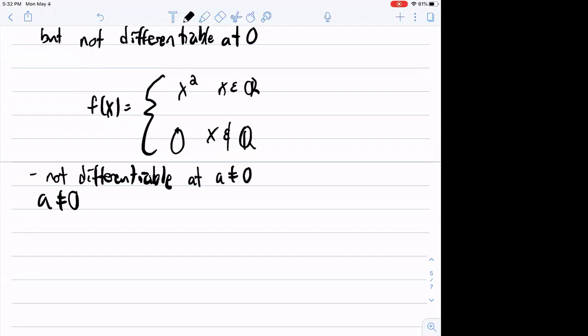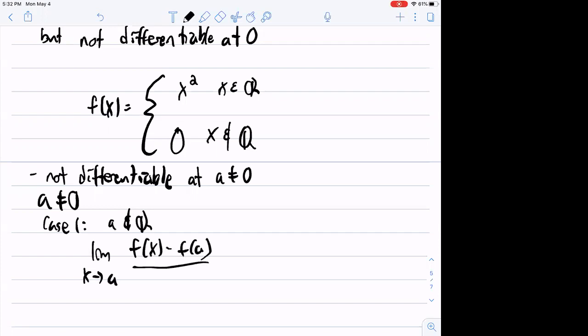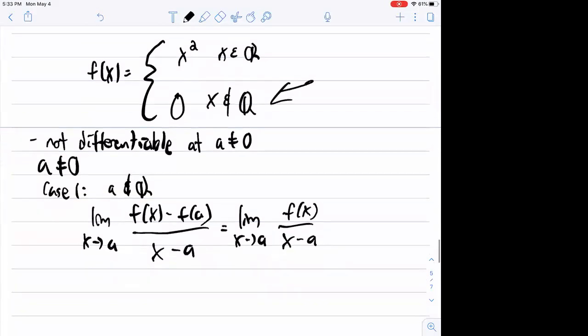So for a not 0, we have case 1, when a is not in Q, so a is not rational. Then what do we have? The limit as x goes to a of f of x minus f of a over x minus a. So if a is not rational, f of a is just 0. So this is just f of x over x minus a, right?